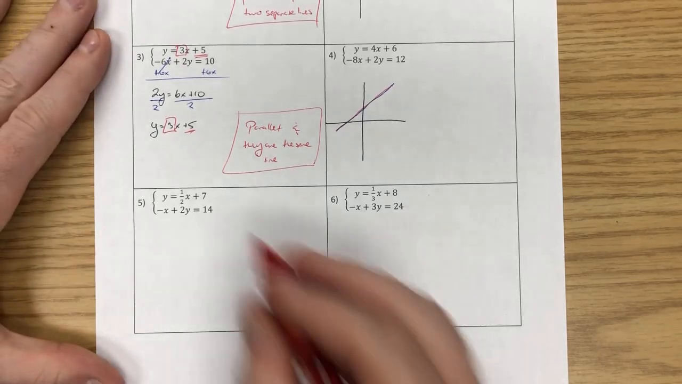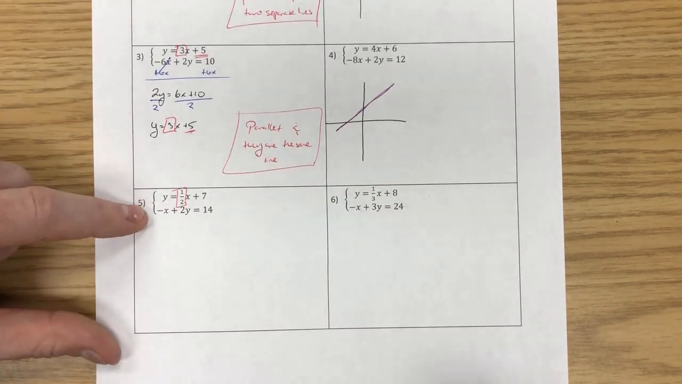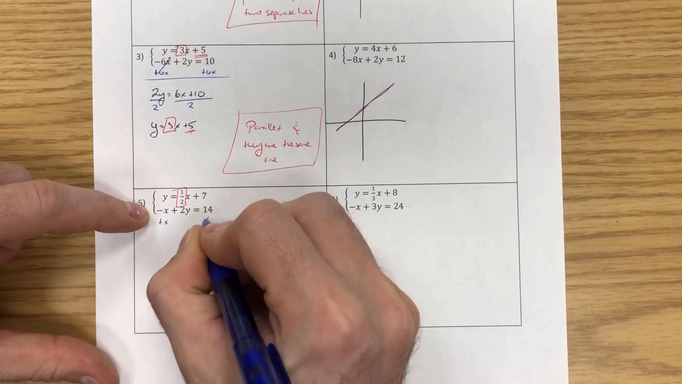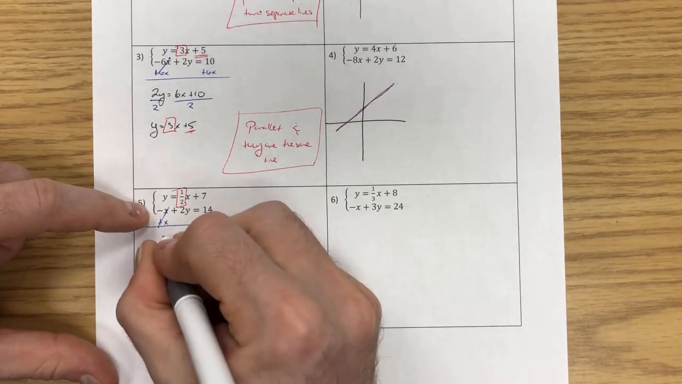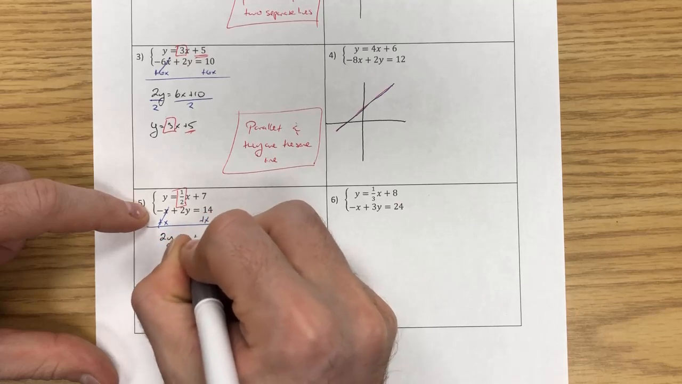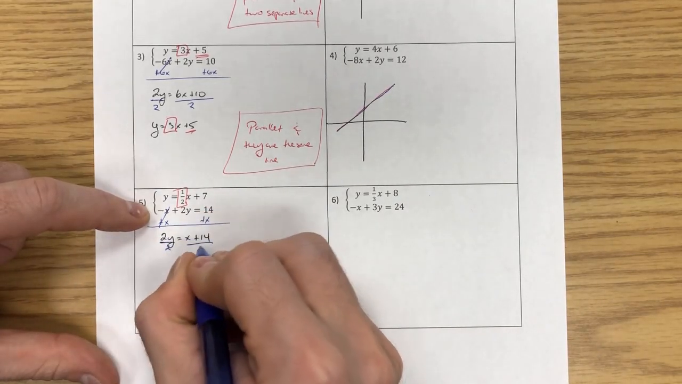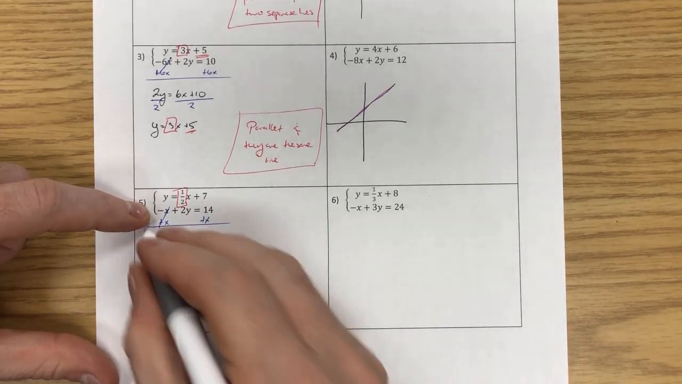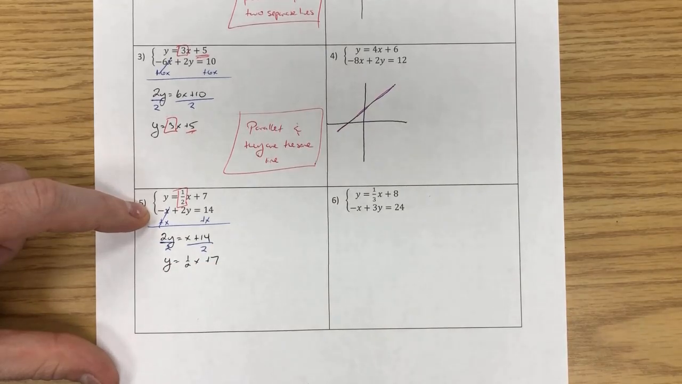Okay, so let's see how we did. I had a slope of 1/2, and I want to compare that to what my next one's going to be. So I'm going to add my x. It's going to cancel that out. And I have 2y is equal to x plus 14. Then I'm going to divide by 2, which leaves me with y equals 1/2 x plus 7.